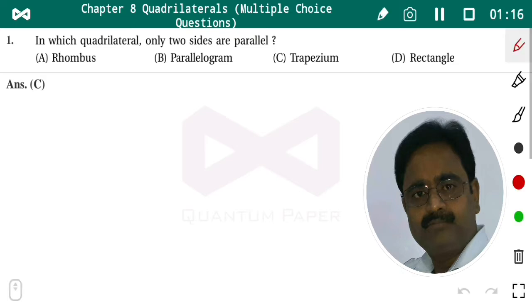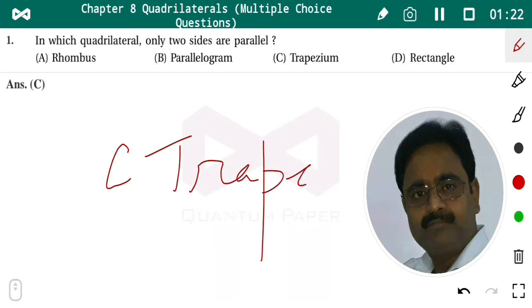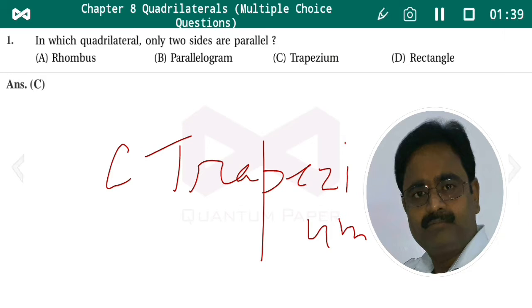So which one is our answer? Our answer is C, that is trapezium. Right friends? A quadrilateral in which only two sides are parallel means one pair of opposite sides is parallel. So your answer is trapezium, option C. So dear friends, let's see the next question.